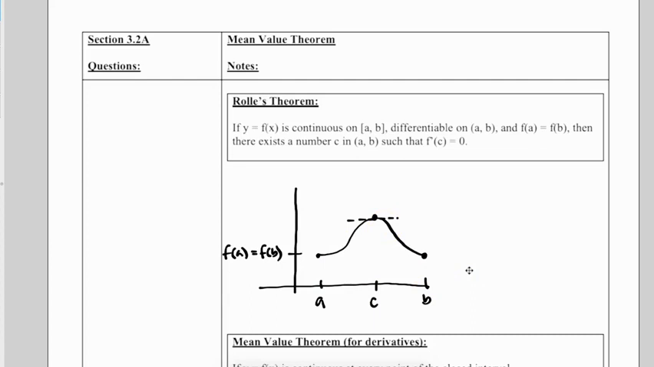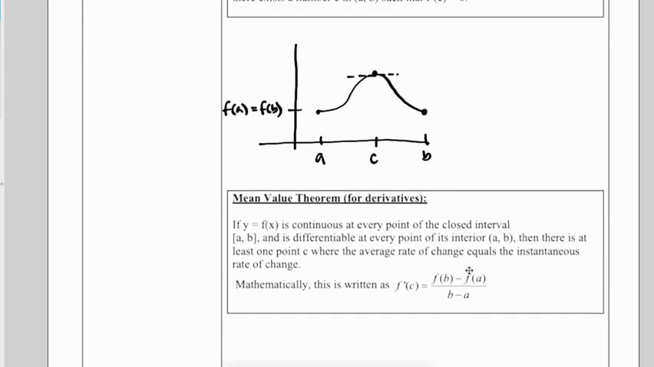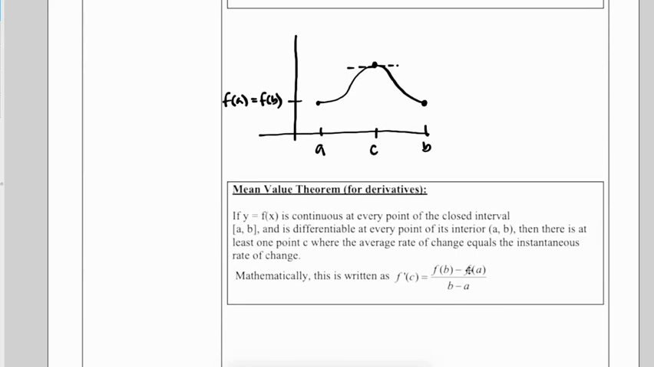Alright, Rolle's theorem is going to be used to kind of help us explain the mean value theorem. And we have a mean value theorem for derivatives. Eventually we'll have another mean value theorem. So the mean value theorem says if y equals f of x is continuous at every point of the closed interval [a,b] and is differentiable at every point of its interior (a,b), so the open interval, then there's at least one point c where the average rate of change equals the instantaneous rate of change. So mathematically, this is written as f prime of c is equal to f of b minus f of a all over b minus a.